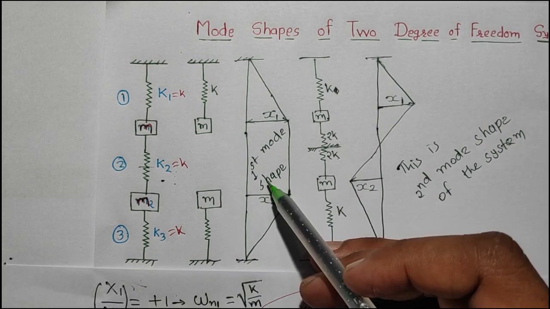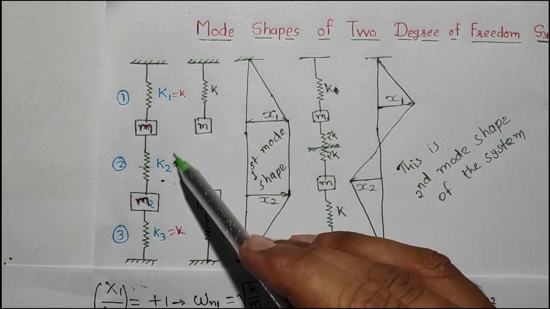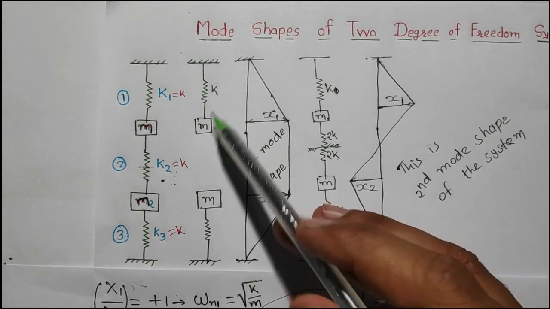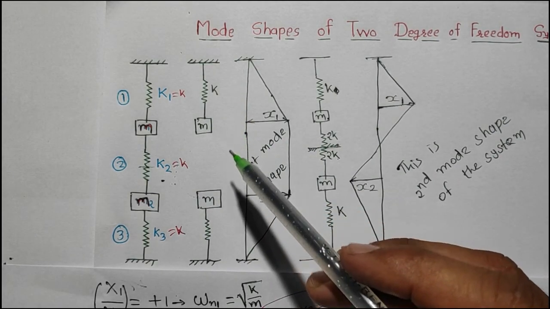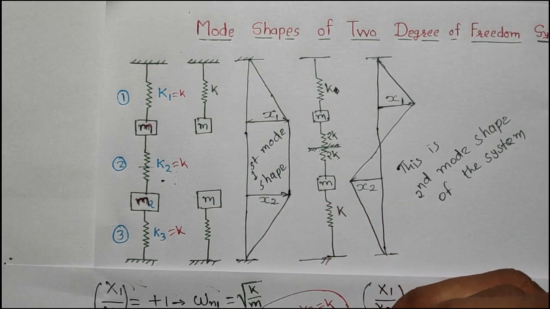In the first mode of vibration, both the masses have the same amplitude and hence the middle spring is undeformed. Hence, we can ignore the presence of this spring and each spring is operating independently. Hence, the natural frequency of this system, omega n1, is equal to the square root of k by m.